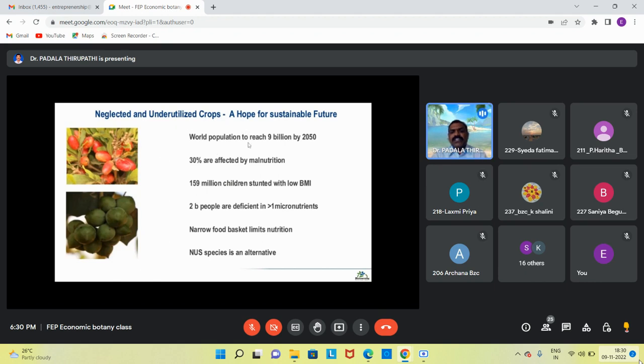See here, world population to reach 9 billion by 2050.